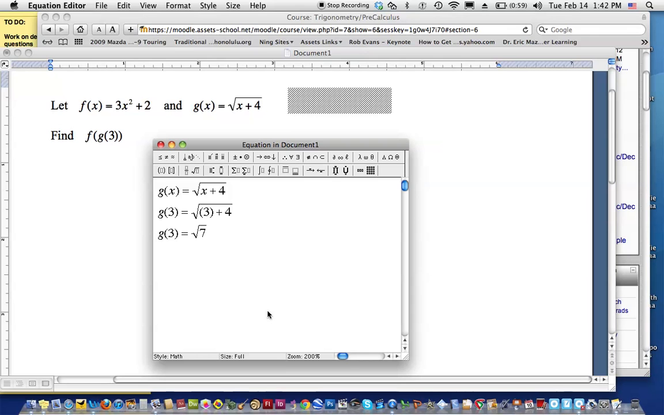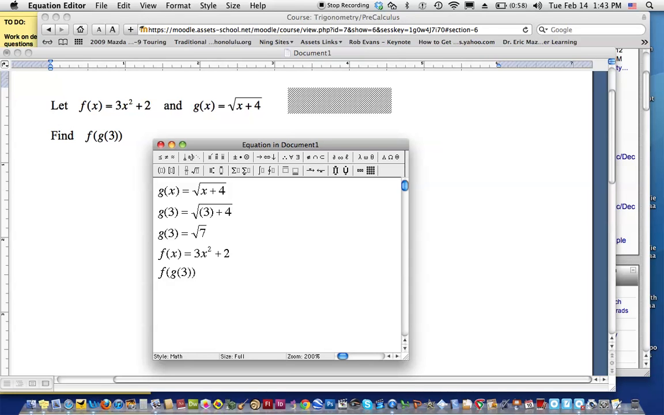But what I really want is to find what f of g of 3 is. Okay, this is my goal here. I'm trying to get to f of g of 3. I don't have that quite yet. So what I'm going to do is go back to f of x, and f of x is given as 3x squared plus 2. And this time I'm going to replace x with g of 3. Well, we just found out that g of 3 is the square root of 7.